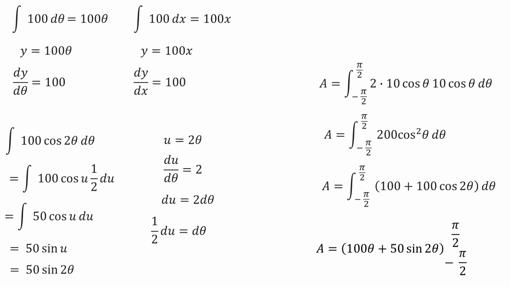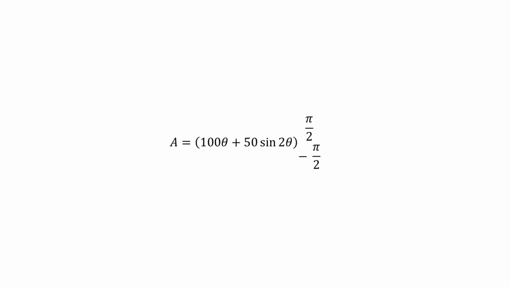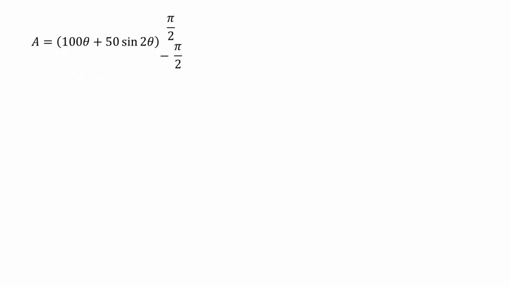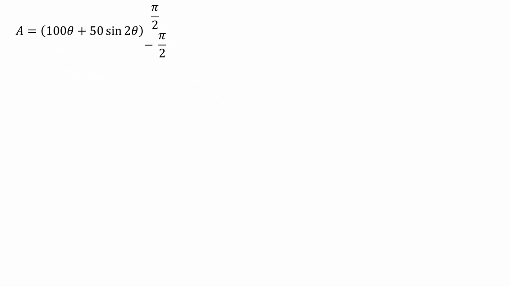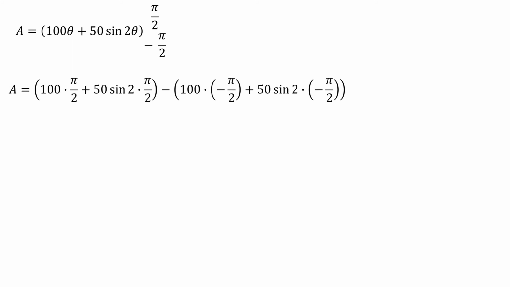Okay, let's get back to where we were. Get a little bit more room to work with. And now we need to evaluate. So I need to plug in pi over 2 for theta. Figure out that answer. Plug in negative pi over 2 for theta. Figure out that answer. And then I take the first answer, subtract the second answer.